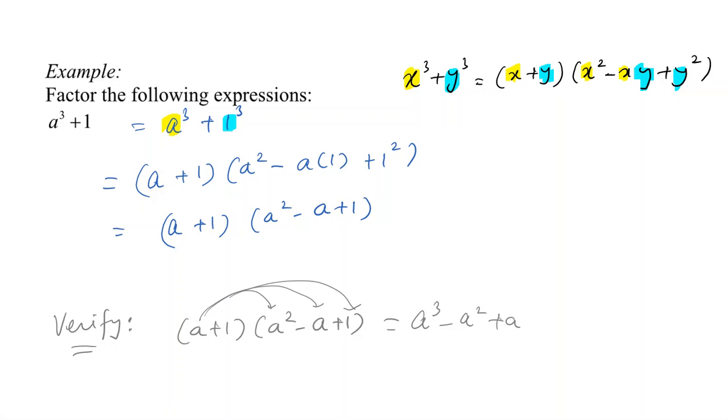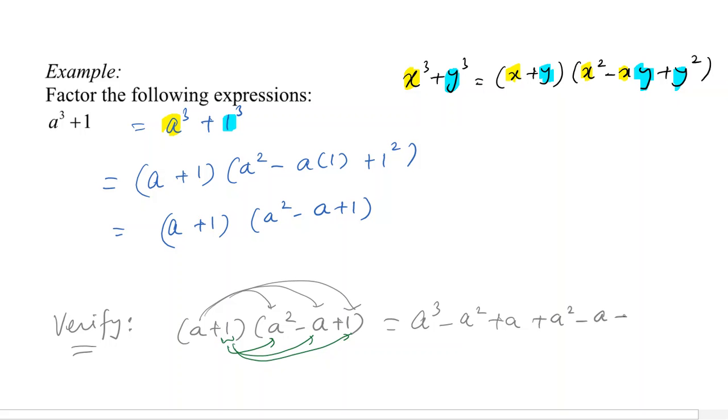Similarly, you're going to take the second member and multiply it with everybody in the second bracket. So 1 times a square is a square, minus a, plus 1. And in this case, we can see that a square and minus a square are gone. Similarly, positive a, negative a is gone. And in the end, overall, we have a cube plus 1. So this is the verification that we have done our factoring correctly.